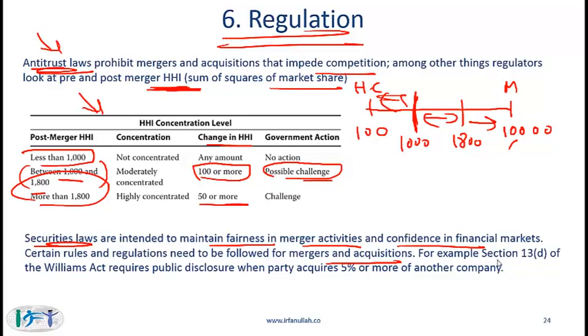In the US, there is securities law section 13D, which basically requires disclosure when a party acquires 5% or more of another company. The emphasis with securities laws is disclosure. So everybody should be very clear about what is going on.